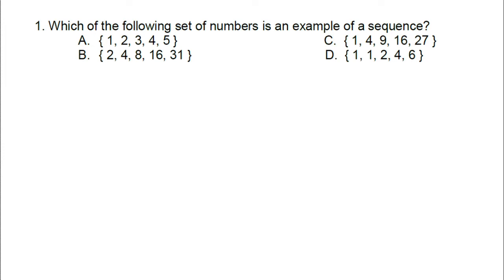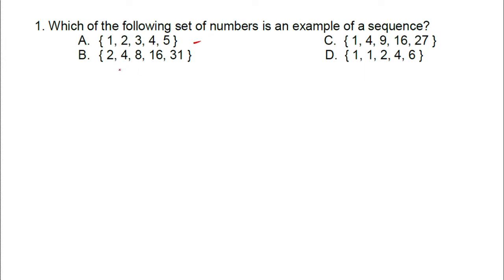Number one, which of the following set of numbers is an example of a sequence? By the way, a sequence is an arrangement of numbers in a particular order. So let's analyze letter A: 1, 2, 3, 4, 5. As you see, this is an arrangement of numbers. It is counting numbers that start with 1 and end with 5.